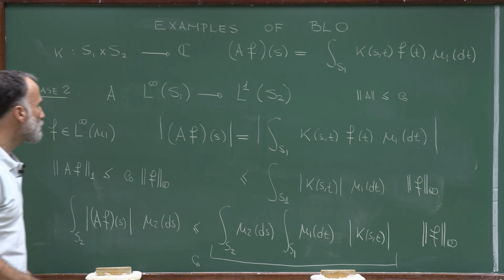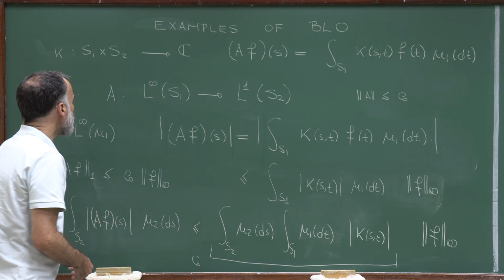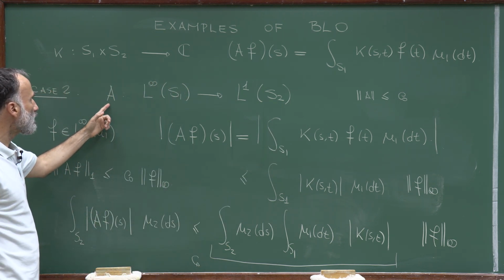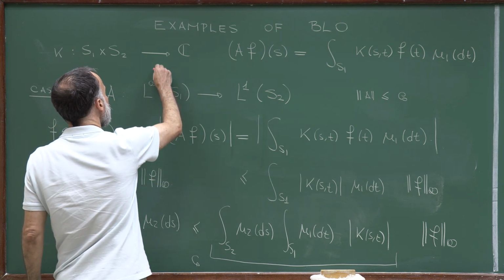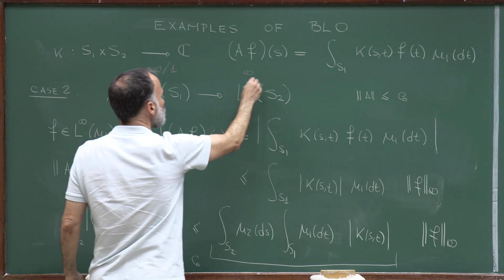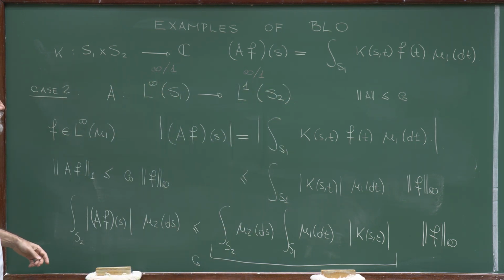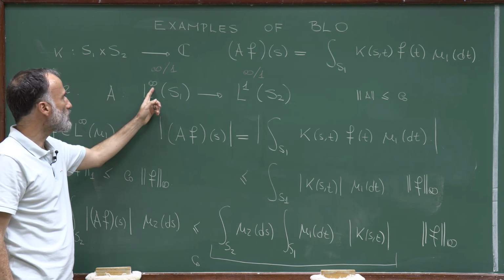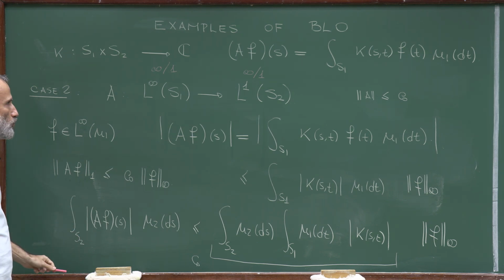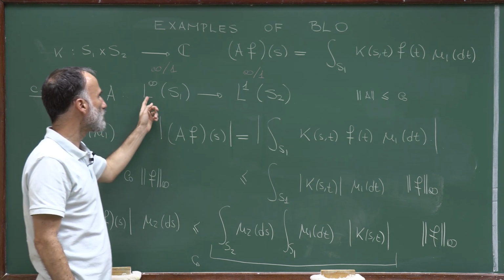And I leave it to you as an exercise to get conditions on K, on the kernel K, which guarantee that A is a bounded operator from L infinity to L infinity or from L1 to L1. So I leave that as an exercise, and now what I will do next is to concentrate on the case from L2 to L2, in which case I'll get two different conditions on K which ensure that A is a bounded operator from L2 to L2.